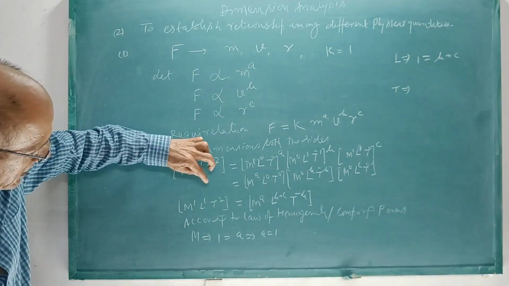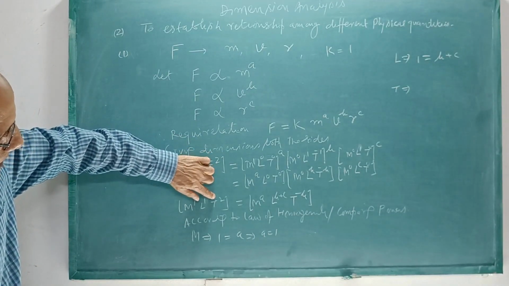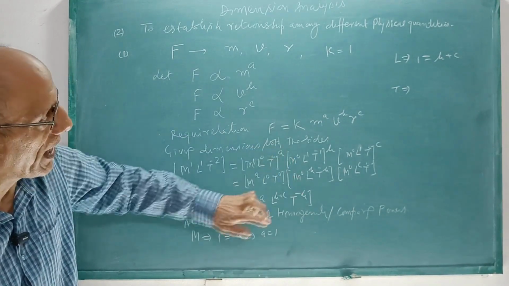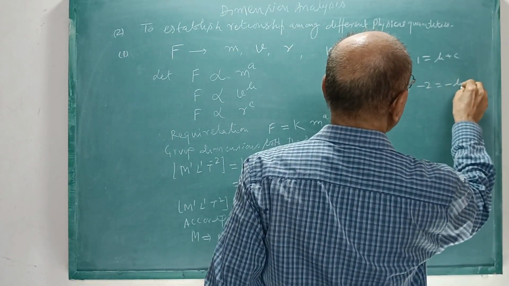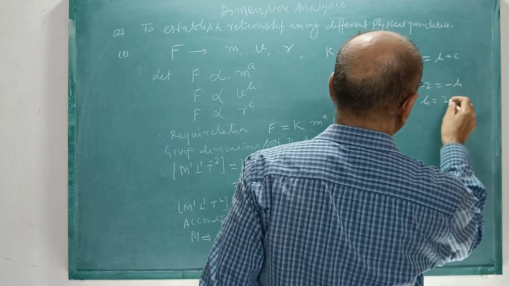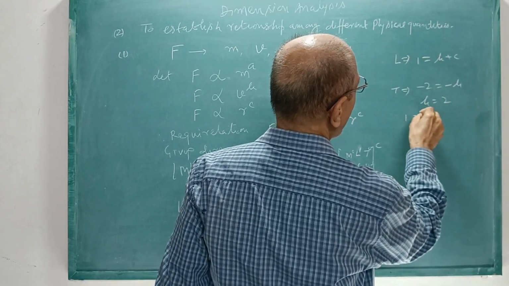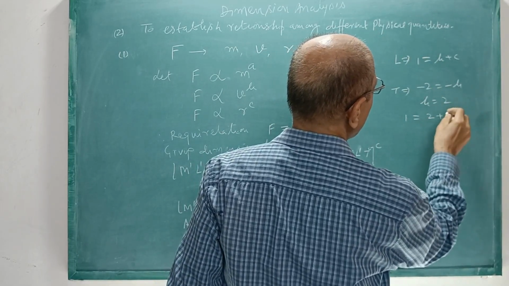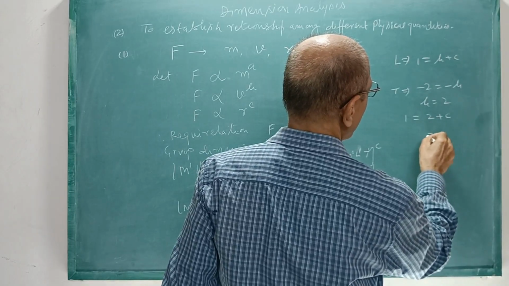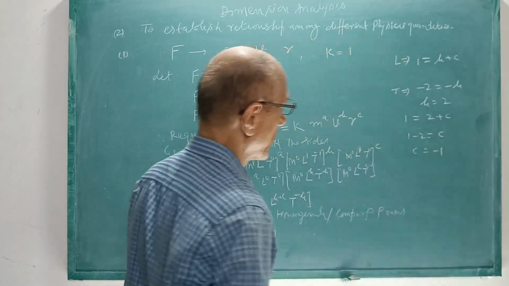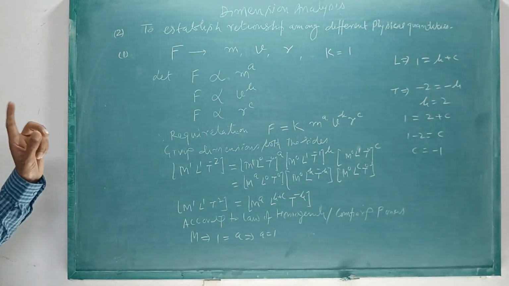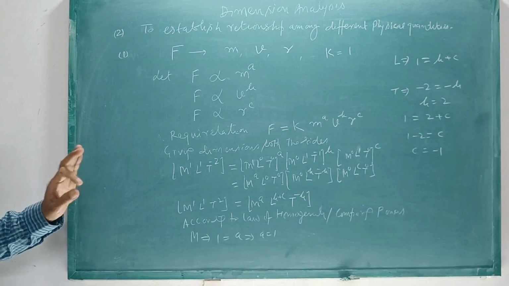Here the t is minus 2 and here it is minus b. So minus 2 equals minus b, so b equals 2. Now from here, 1 equals 2 plus c, so c equals 1 minus 2. That means c equals minus 1. Now we have got the values of a, b and c.